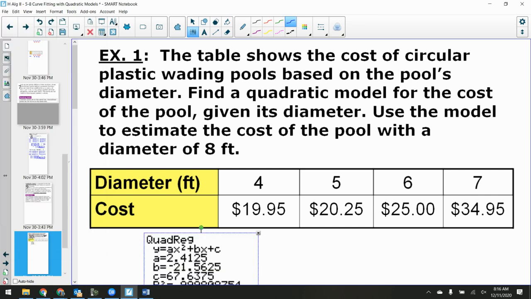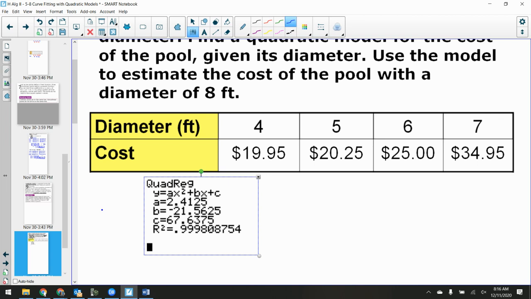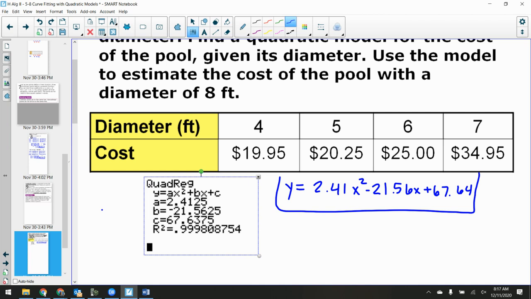So how good of a fit is this? Very good, right? So y is equal to, now this is the quadratic that fits this data, 2.41x squared minus 21.56x. I usually only go out to 100. Plus 67.64. That's the quadratic that models that data.